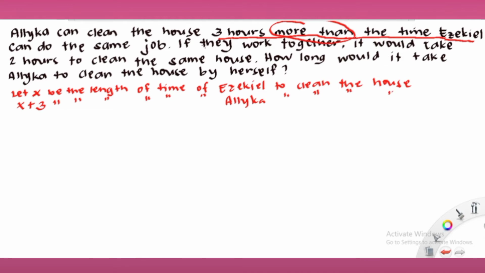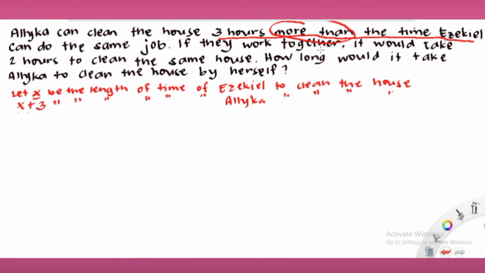or to do the same job. So, again, Alaika can clean the house 3 hours more than the time Ezekiel can do the same job. So, Ezekiel's time of doing the job is not given, ni-represent natin yan ng x. And since si Alaika is 3 hours more, so yung time ni Ezekiel plus 3. So, the time that Ezekiel can do the job, x, and then dagdagan pa ng 3, whatever that x is. Okay? Continue.